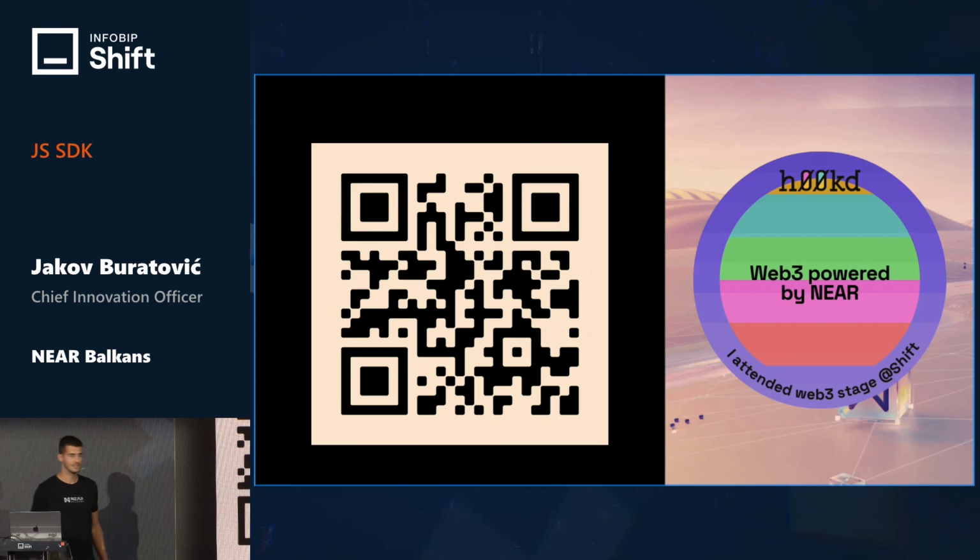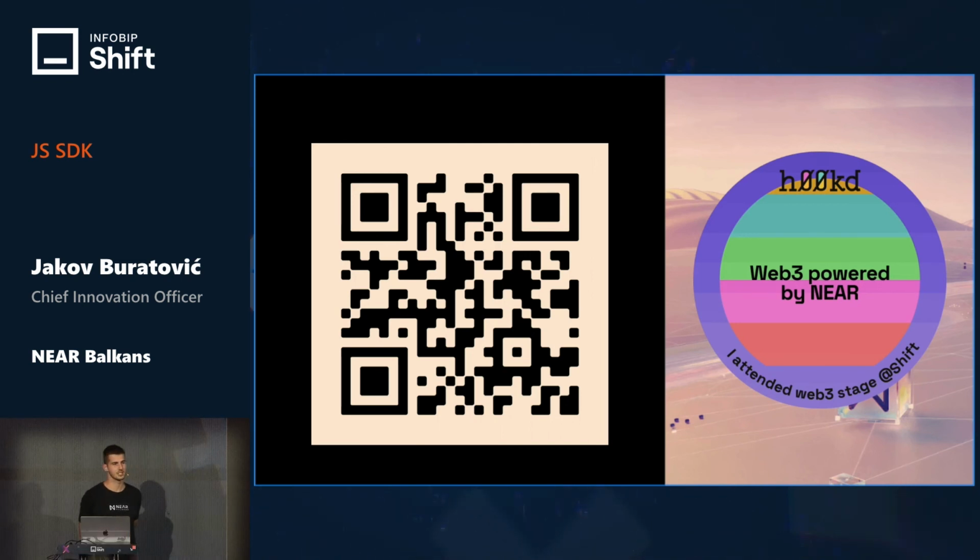And this is a super interesting thing: because you actually attended this event and you've been on a Web3 stage, you can mark your presence by receiving a proof of attendance. This is an NFT called Hooked. The project is called Hooked. So you scan this QR code, and it will lead you to a claim page. In order to claim your proof, you need to have a NEAR account, a NEAR wallet.